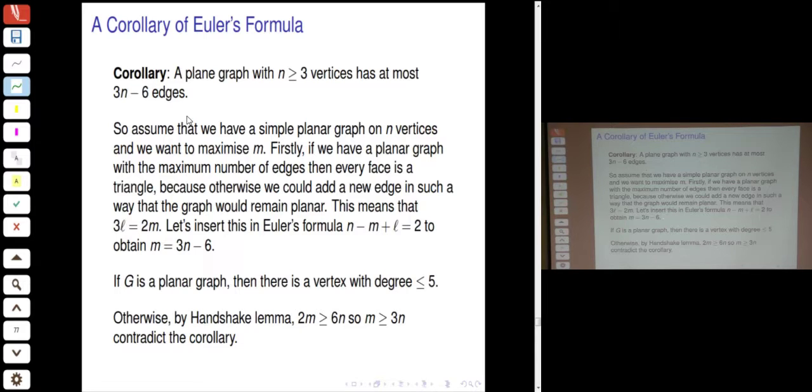Okay, now the next reasoning: if G is a planar graph, then there's a vertex with degree at most 5. Why? Because otherwise, every vertex will have degree at least 6. So by the handshake lemma, we know that 2m equals the sum of the total degrees. Now the sum of total degrees is bigger than or equal to 6 times n, because you have n vertices and each vertex has degree at least 6. So then you get m is bigger than or equal to 3n. But we know m is at most 3n minus 6. So that's not possible, right?